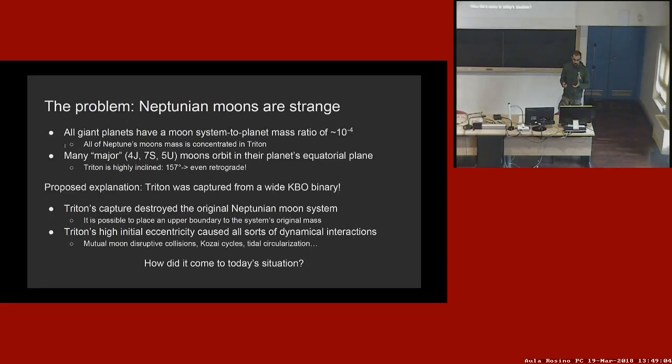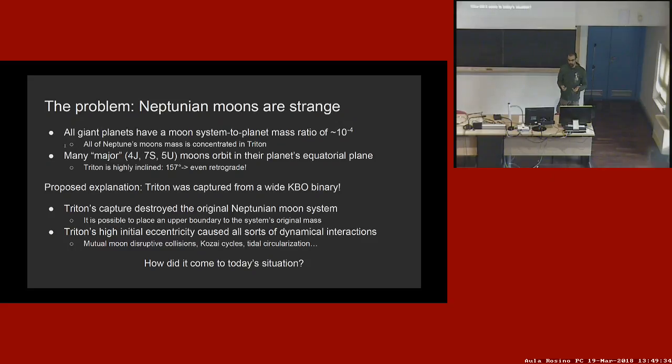So, clearly, Triton's capture has destroyed, if there were any, the original moon system of Neptune. And with the simulation proposed by the authors of this paper, it is possible to place an upper boundary to the system's original mass. So to confirm if this rule of thumb is actually valid also for the primordial satellite system of Neptune.